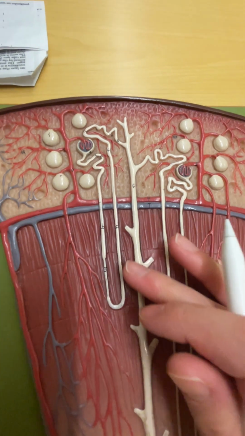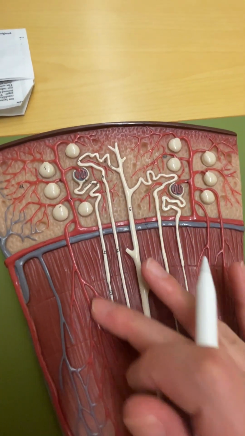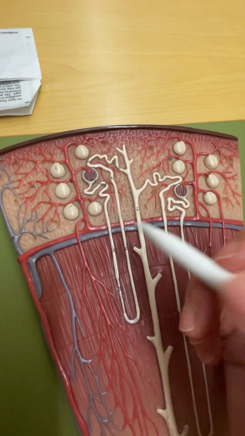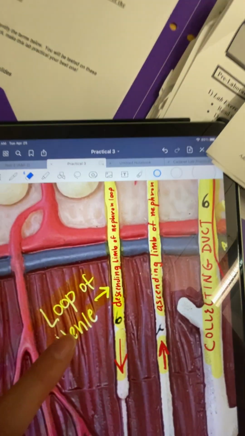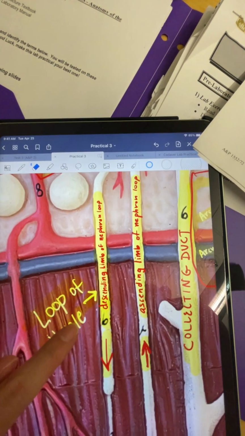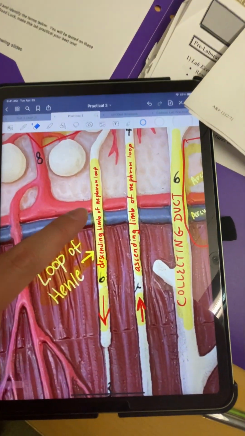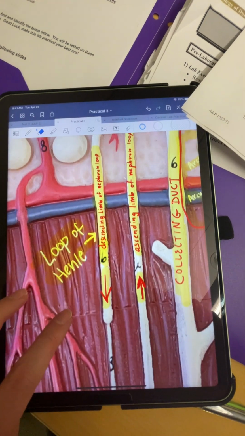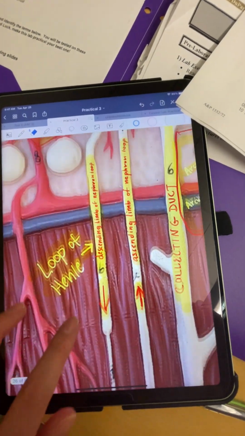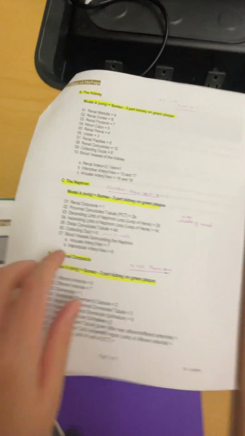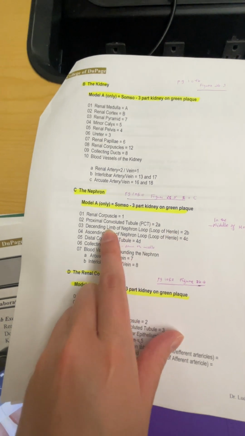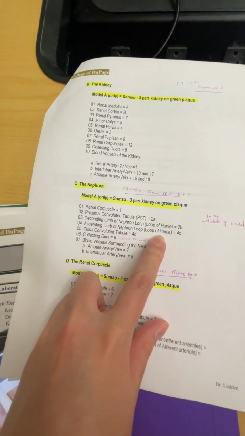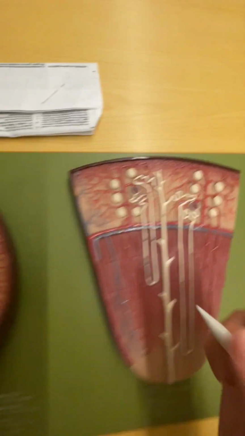It's very thick. This here in thinner is the loop of Henle that's next to the collecting duct. You have the descending limb of the nephron loop, and that's going down. And then you have the ascending limb of the nephron loop. So descending limb of nephron loop, also called the loop of Henle, and the ascending limb of the nephron loop, loop of Henle. So the descending is 2B, and the ascending is 4C.